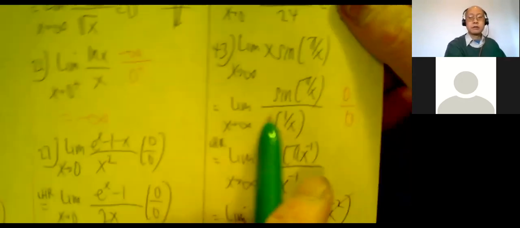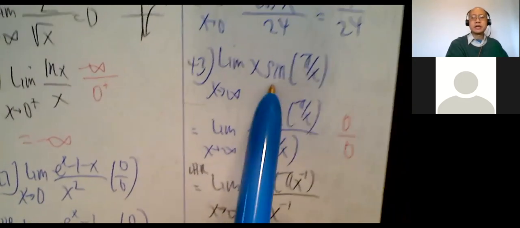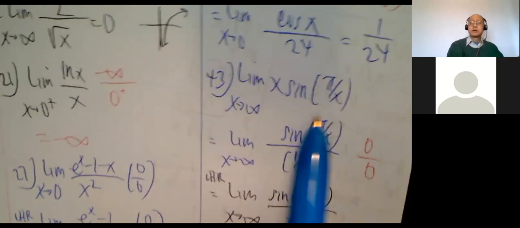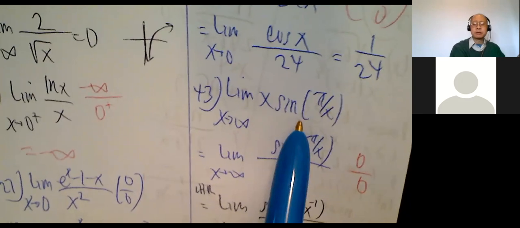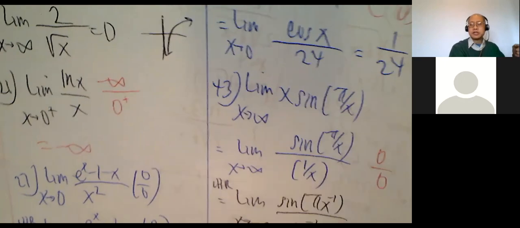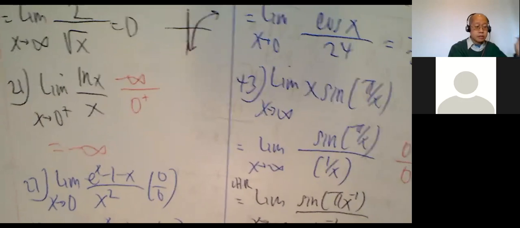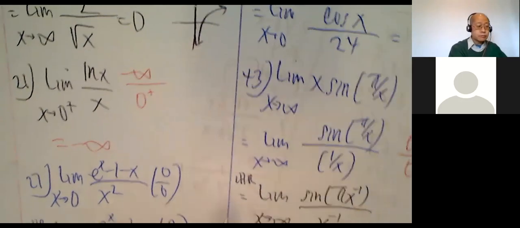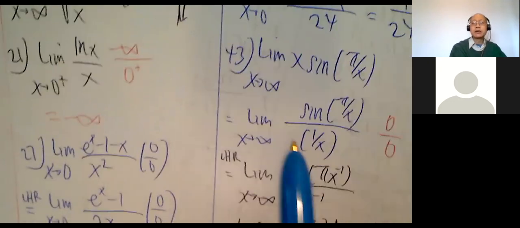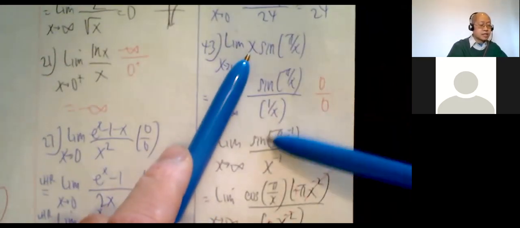Like 43. Limit as x approaches infinity of x sine of pi over x. That's a product. It's something times something. I need to make it a quotient. So here's a step where you almost would never do this in algebra. We have to now. Okay. So I say to myself, if I multiply by x, it's the same as dividing by the reciprocal, 1 over x. Right? So I claim this is equivalent to this.